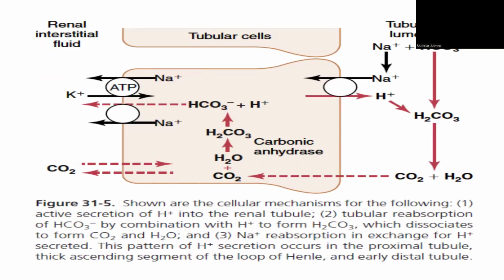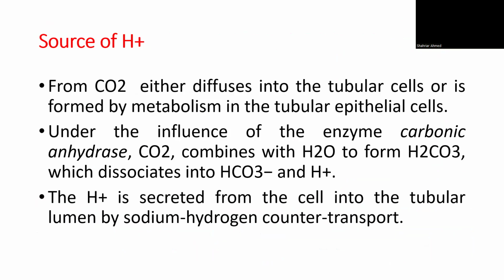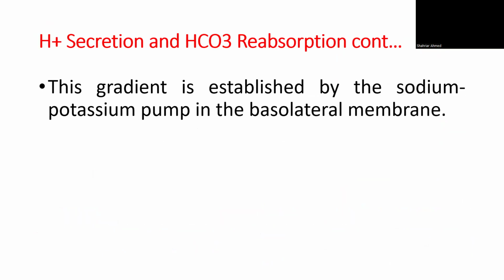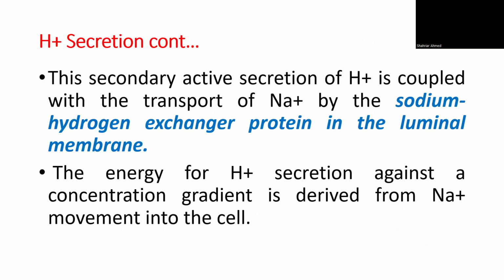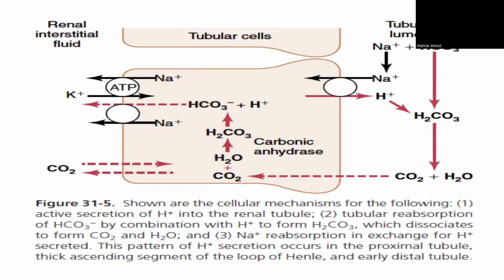If the kidney fails, it can't secrete hydrogen and can't produce bicarbonate. So acidosis will develop in our body, and acidosis is very harmful to our body, because our blood is always alkaline, and as a homeostatic mechanism, this alkalinity must be maintained.